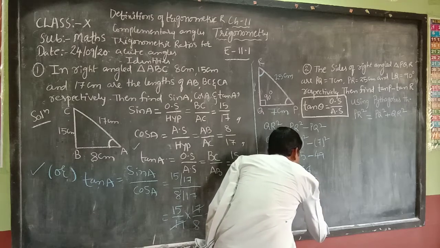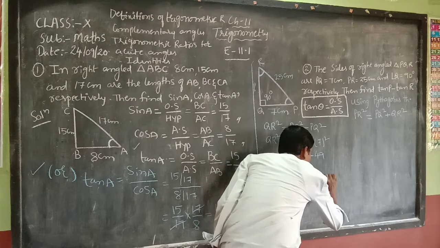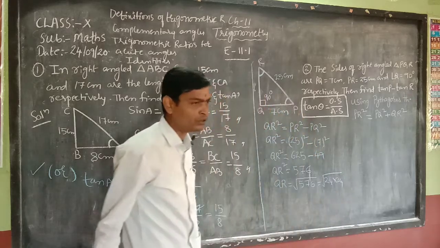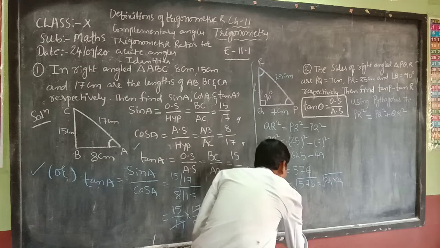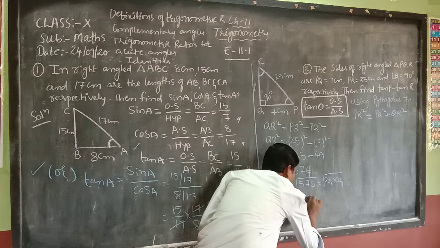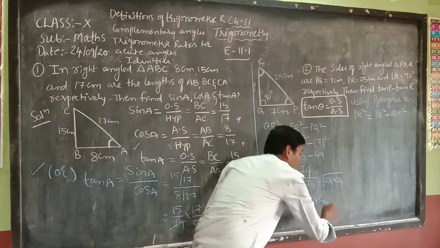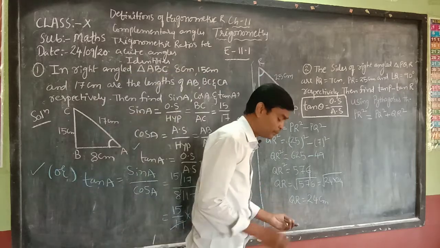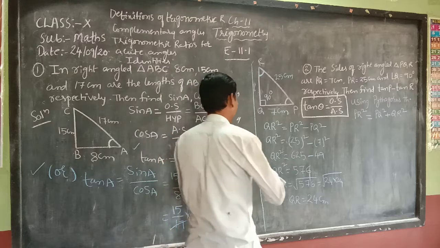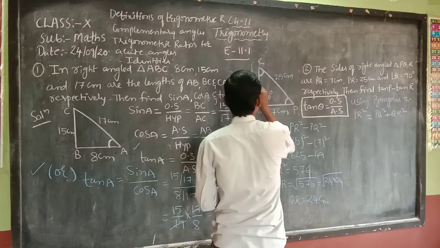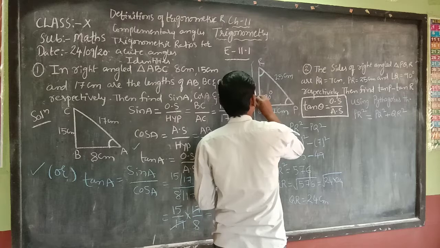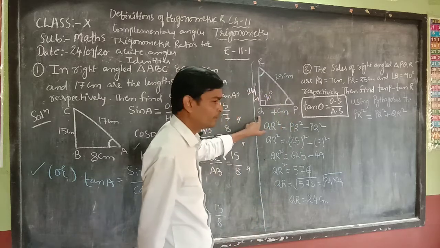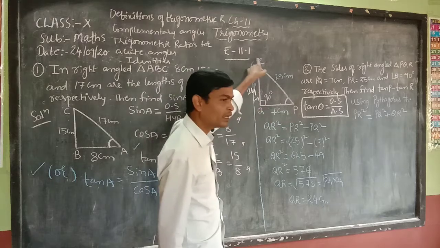So under root of 576. We can write it as under root of 24 into 24. So therefore QR is equal to how much? 24 centimeters. Now we got the value of QR. Now we will write here, it is 24 centimeters. Now we got the sides PQ, QR and PR.